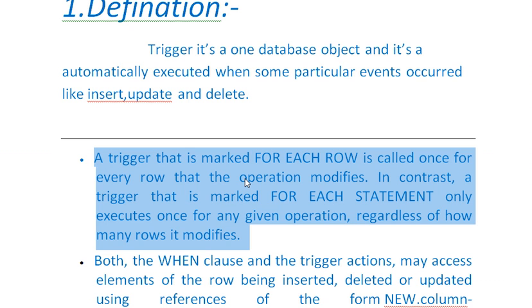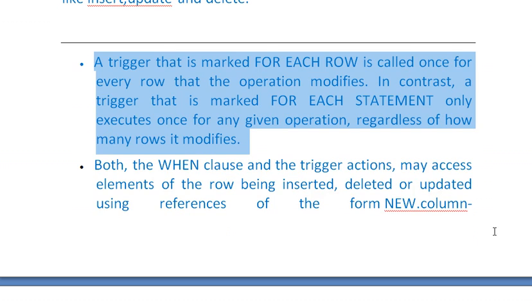A trigger that is marked for each row is called once for every row that the operation modifies. In contrast, a trigger that is marked for each statement executes only once for any given operation, regardless of how many rows it modifies. So there are two types of database triggers: row level trigger and statement level trigger. For a row level trigger we use the FOR EACH ROW command, and for a statement level trigger we use the FOR EACH STATEMENT command. We'll go forward.